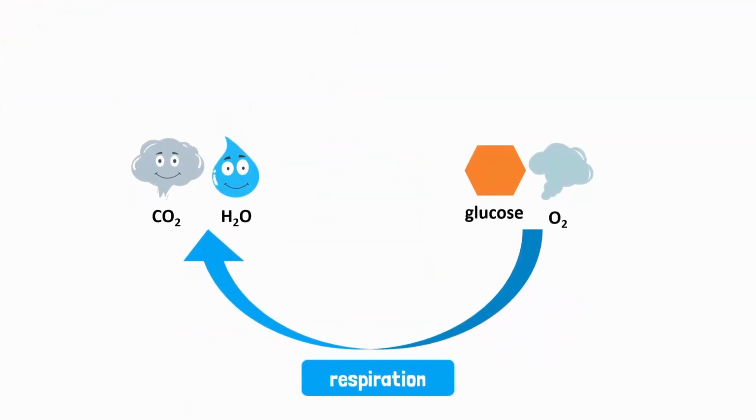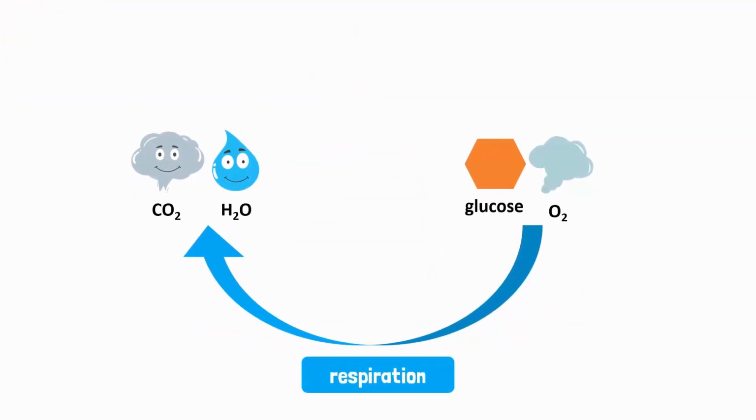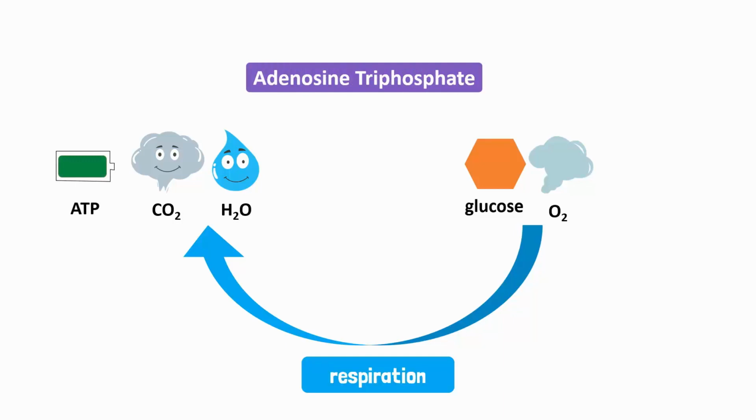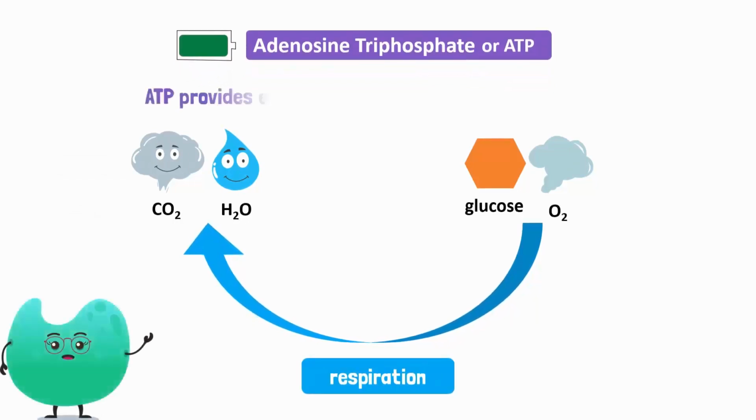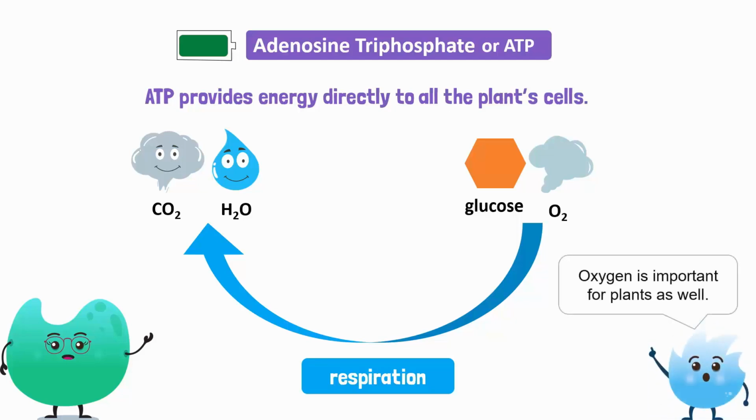The energy is stored in special molecules called adenosine triphosphate, or ATP molecules. ATP provides energy directly to all the plant cells. Oh, so oxygen is important for plants as well. Yes, oxygen is essential in a lot of reactions.